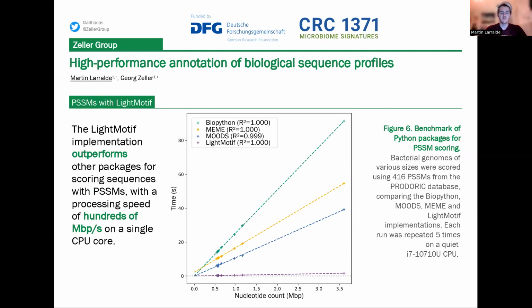We compared our implementation against other existing packages for scanning with PSSMs, where we found out that our package massively outperformed the other packages, as shown here, where Lightmotif can annotate up to hundreds of megabase pairs per second on a single CPU core. And it only takes a couple of seconds to annotate bacterial genomes with more than 400 PSSMs from the PRODORIC database, where Biopython, for instance, will take more than 80 seconds to complete.